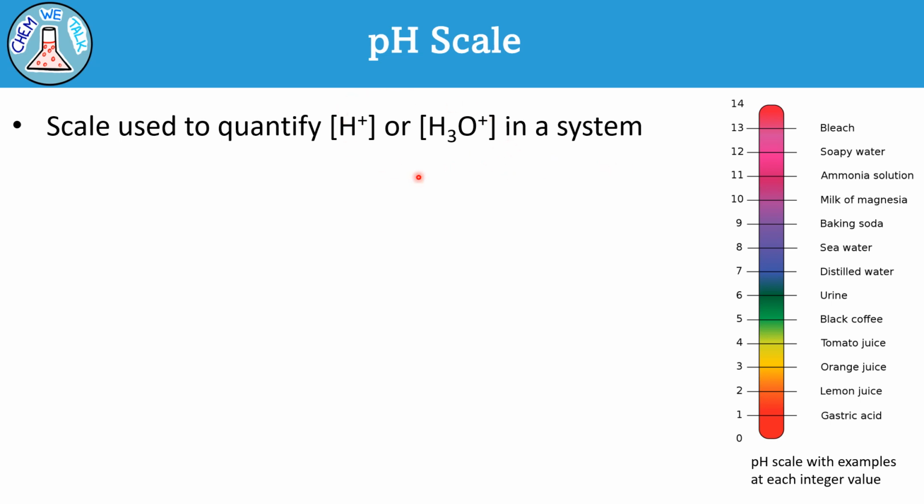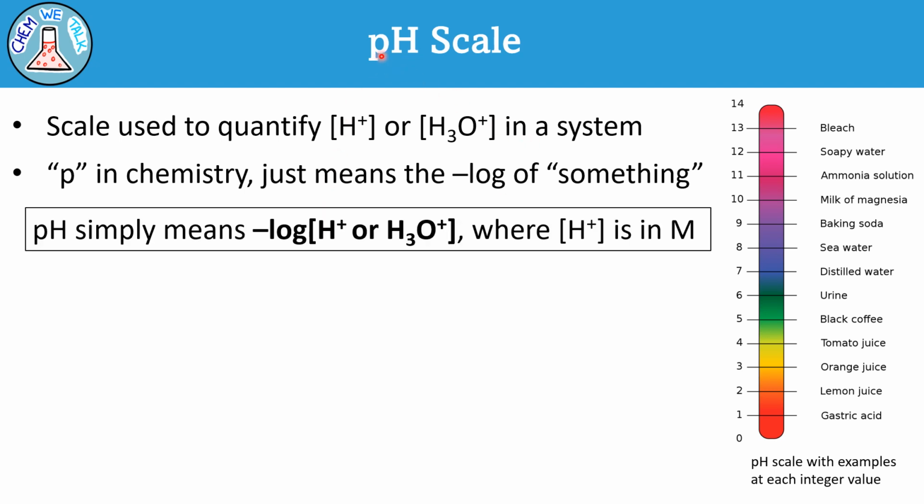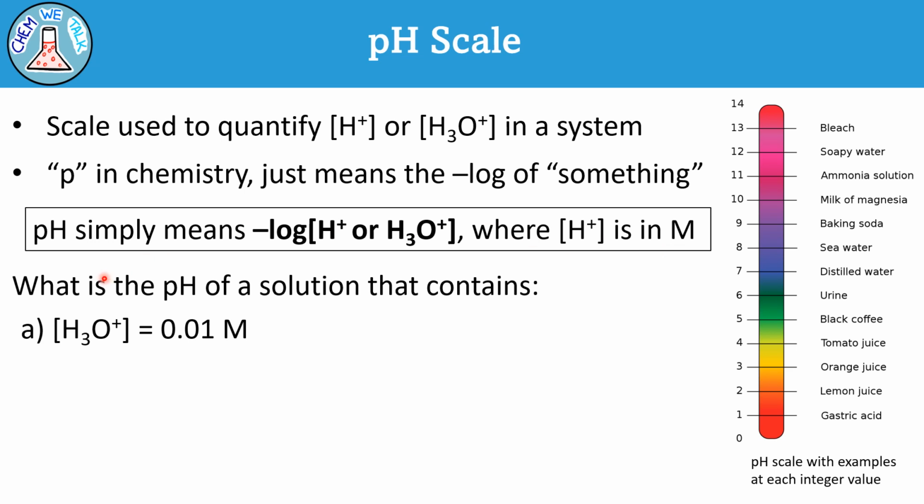Let's look at some notation here for a second. The brackets just mean concentration in molarity, and H+ and H3O+ will be used interchangeably in this lecture. P in chemistry just means negative log of anything. So we'll discuss later on pKa, pKw, pKb, pKsp even, and those just mean negative log of whatever follows it. In the case of pH, whatever follows the letter P is H. So pH simply means negative log of the H+ or H3O+ concentration, where again the concentration will be represented in molarity.